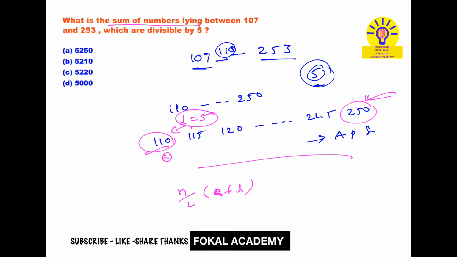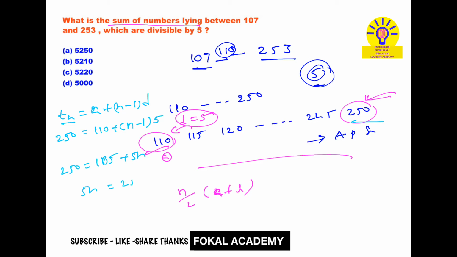So we know the nth term formula, that is Tn is equal to a plus n minus 1 into d. So a is 110, n we don't know, so that is n minus 1, d is equal to 5, so Tn is 250. So from this we get 250 is equal to 105 plus 5n. So 5n is equal to 250 minus 105, divided by 5. So then n becomes 29.